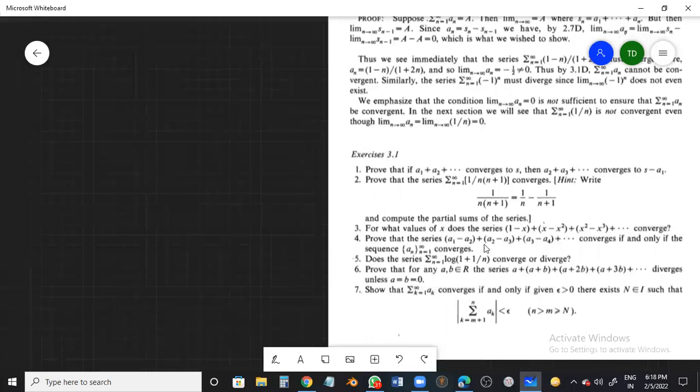कालच लास्ट एक्झाम्पल आपलं हे होतं. Bracket A1 minus A2 plus bracket A2 minus A3 plus bracket A3 minus A4 plus and so on converges if and only if the sequence An converges. I hope you remember it.